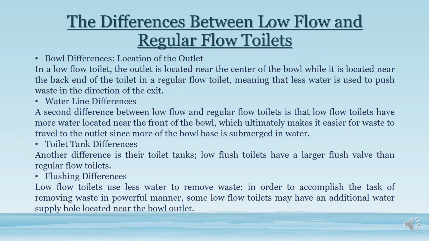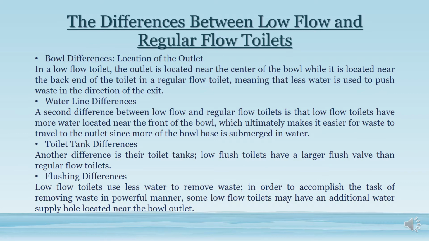The differences between low-flow and regular flow toilets. First is outlet location. In a low-flow toilet, the outlet is located near the center of the bowl, while it is located near the back end of the toilet in a regular flow toilet, meaning that less water is used to push waste in the direction of the exit.